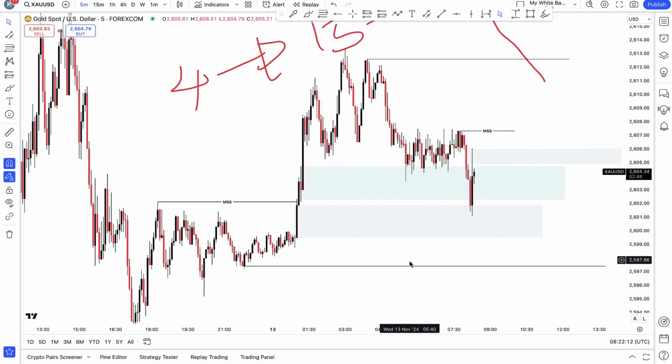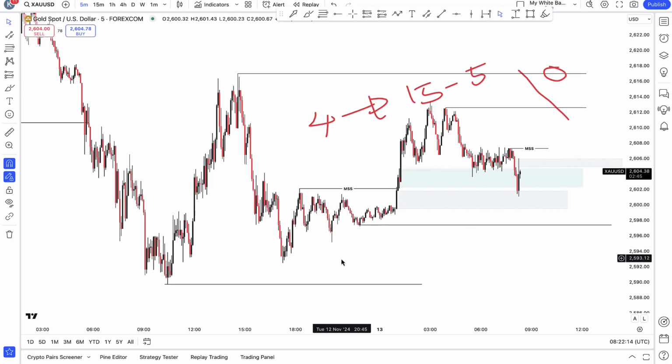Top-down analysis, straightforward, without wasting time. As simple as that. Straightforward. The left-hand side, the right-hand side, and then you take your trades without hesitation.